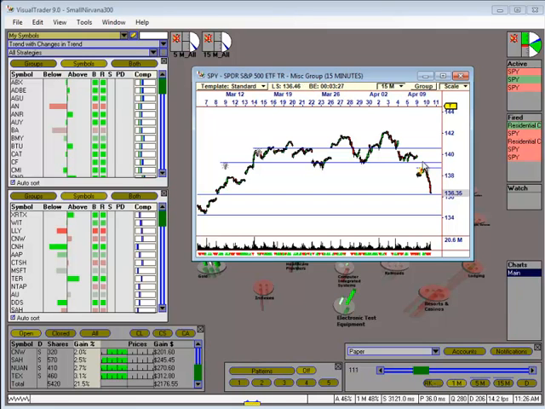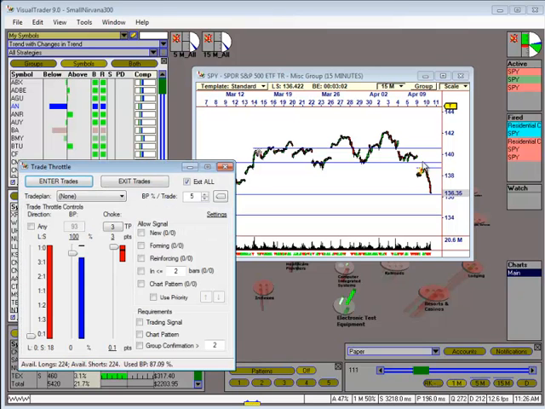I am up over $2,000 right now, and I'm watching the indexes and the E-minis on a separate machine, and I'm seeing a little bit of a bounce happening on the indexes. So we're going to go ahead and close this beautiful throttle trade.